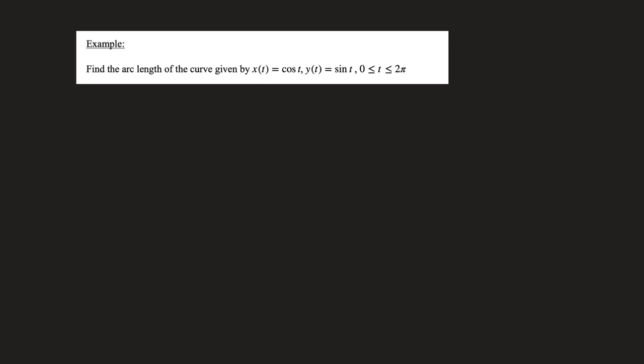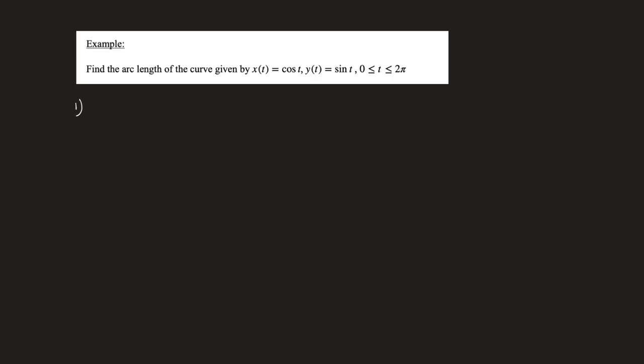Let's do another example. Find the arc length of a curve given x of t is cosine t, y of t is sine t, from 0 to 2 pi. The previous example represents a circle. You understand? The circumference of a circle is 2 pi r. So let's find the arc length of this circle when you're given the parametric equation.